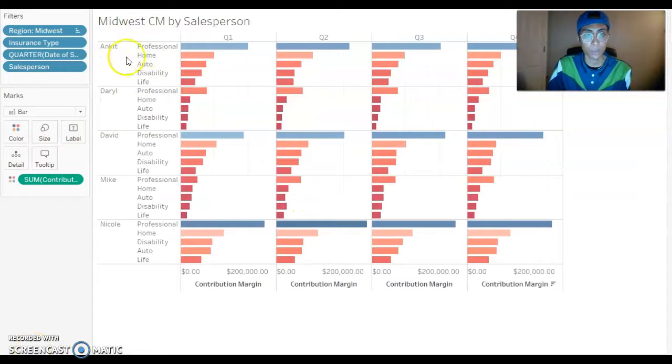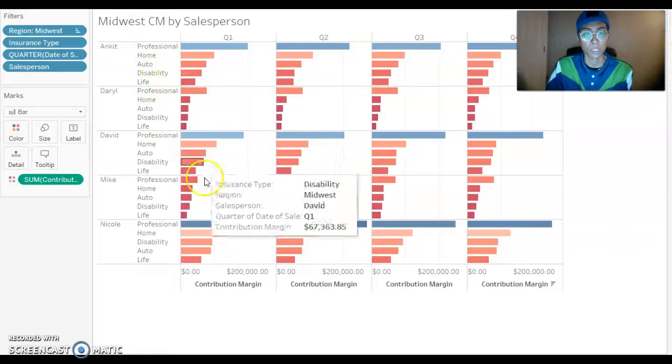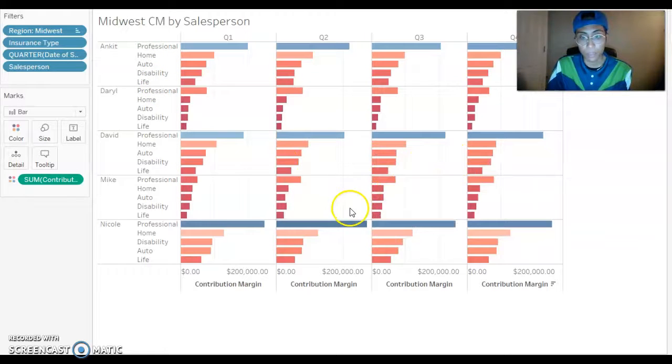So here's the list of salespeople in the Midwest, and it shows that, like I said, professional insurance is probably the best one out of all of them that creates the most contribution margin, then home, then auto, disability, and last but not least, life insurance, which typically sold the least amount in all of the states within the data that was provided.